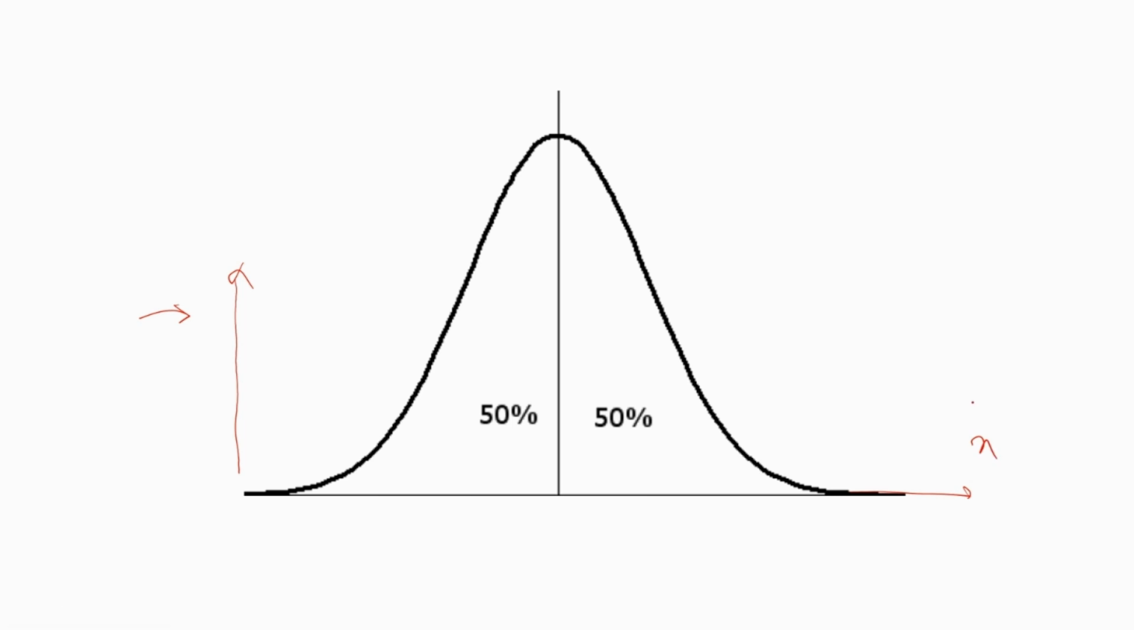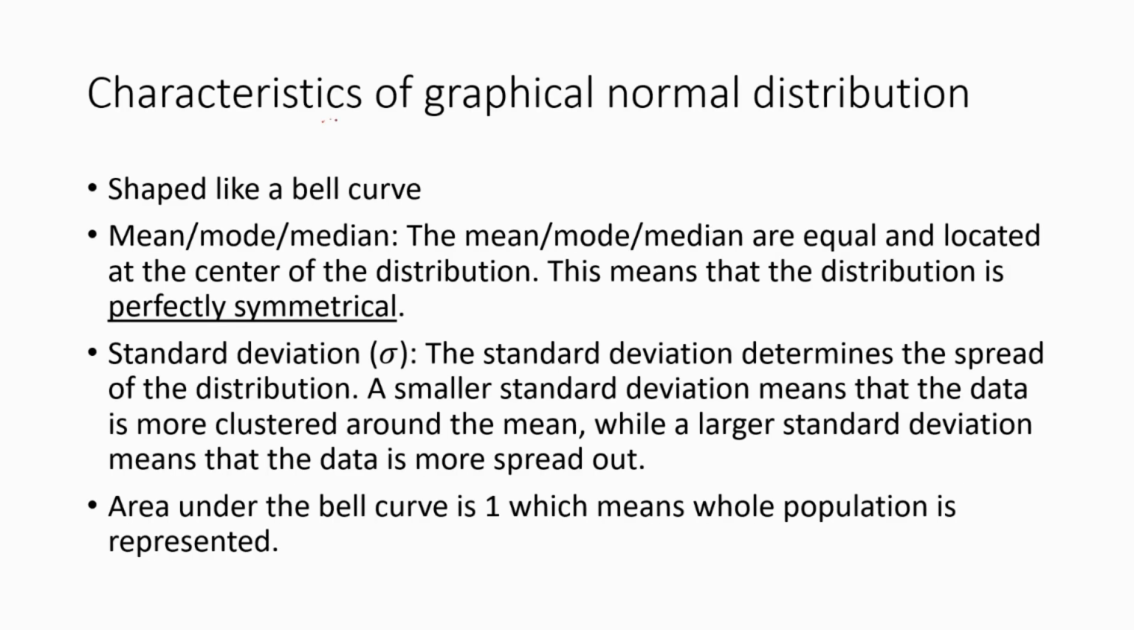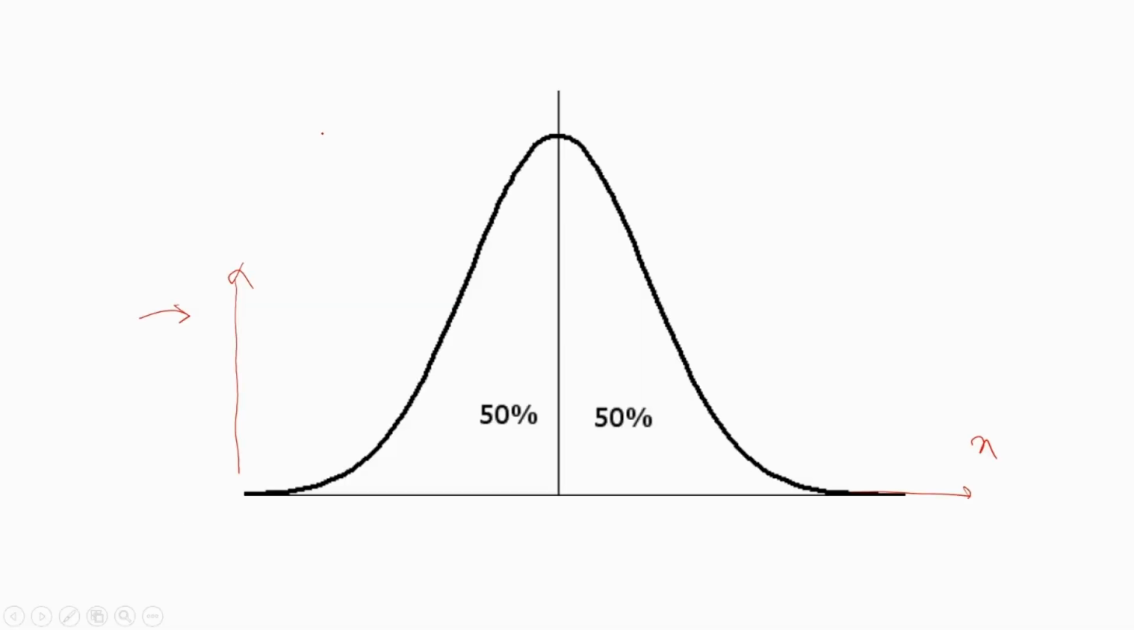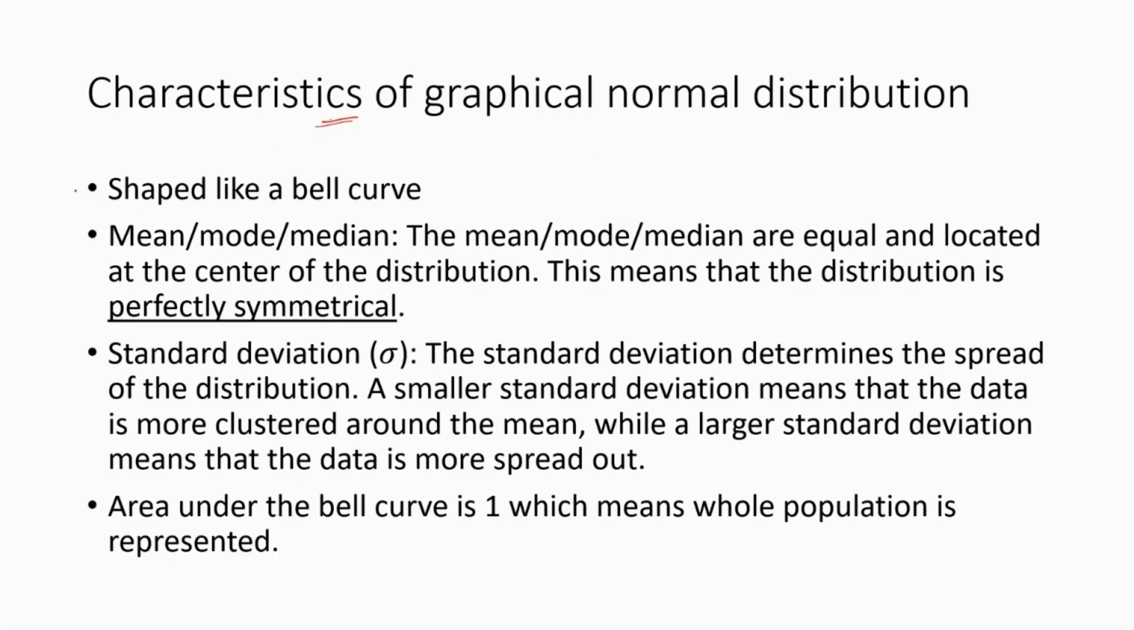Now let's get to know about normal distribution and the normal distribution graph. These are the characteristics of the graphical normal distribution, which means the normal distribution graph, which is this. Shaped like a bell curve. Now we know that. Mean, mode, median. The mean, mode, median are equal and located at the center of the distribution. This means that the distribution is perfectly symmetrical. This is very important.